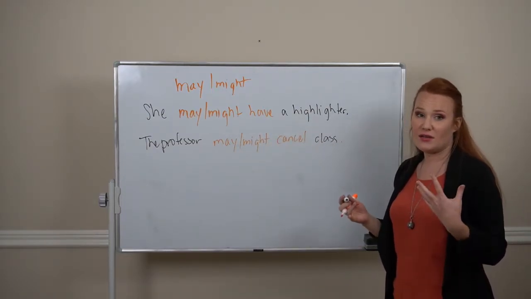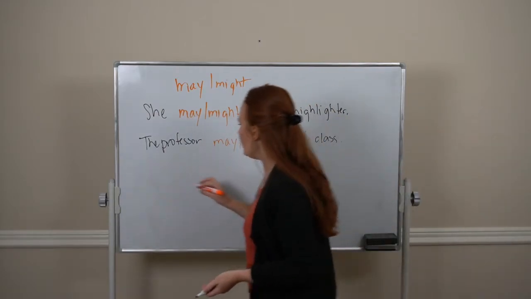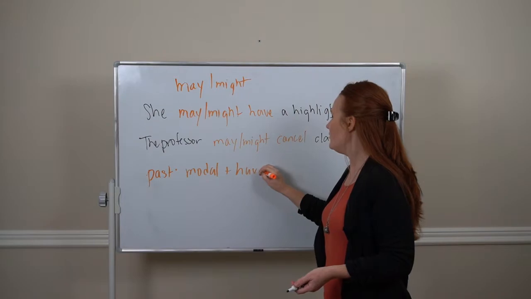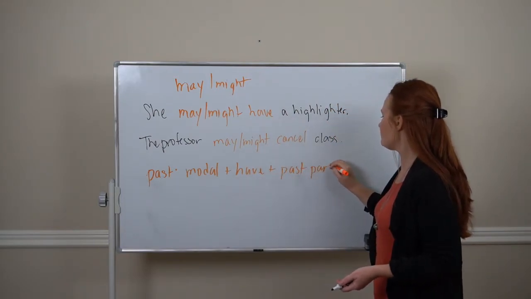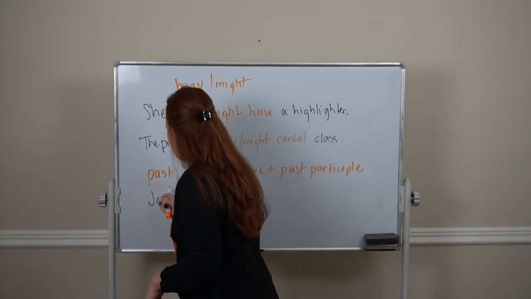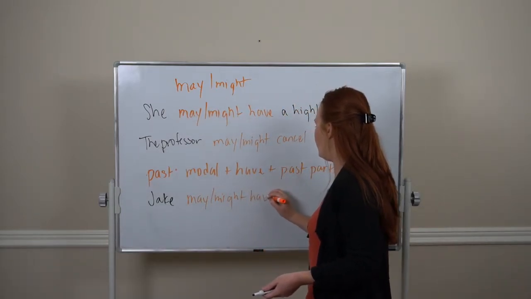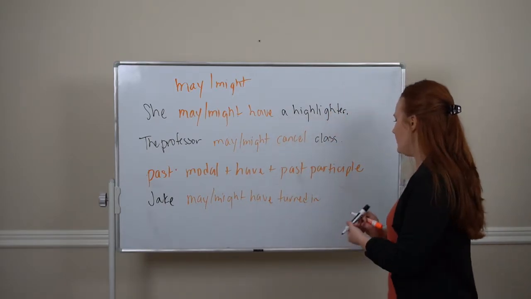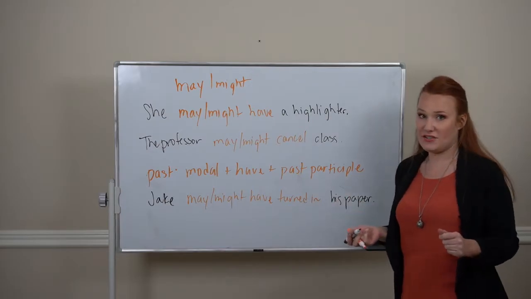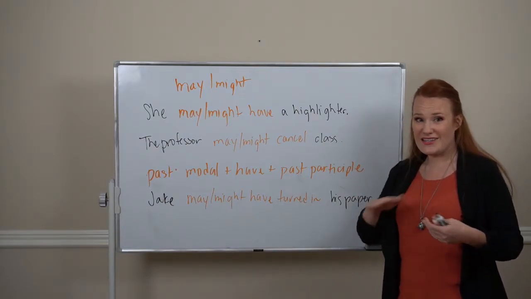If we want to talk about a possibility in the past, we're going to use the same form as we did for past modals of deduction. It's going to be the modal verb, then have, and then the past participle. So for a possibility in the past, I can say, Jake may or might have turned in his paper. I'm not sure if he did or didn't. He may have turned it in. He might have turned it in. I'm just not sure.